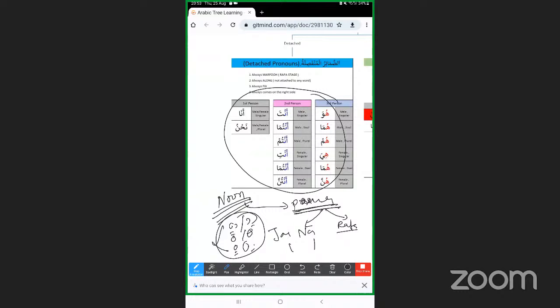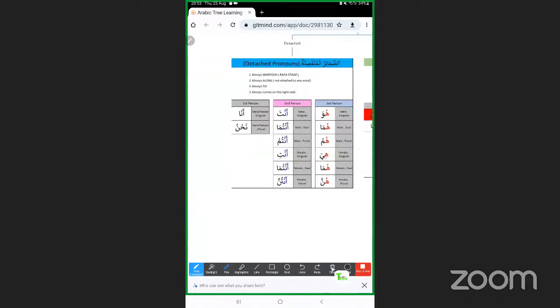So the structure is like we have only zabar here, but somewhere sukoon also. Don't think in the sense of zabar and zair. Take it as a whole thing.